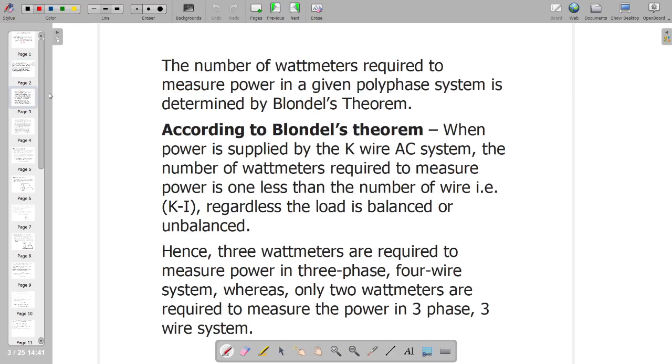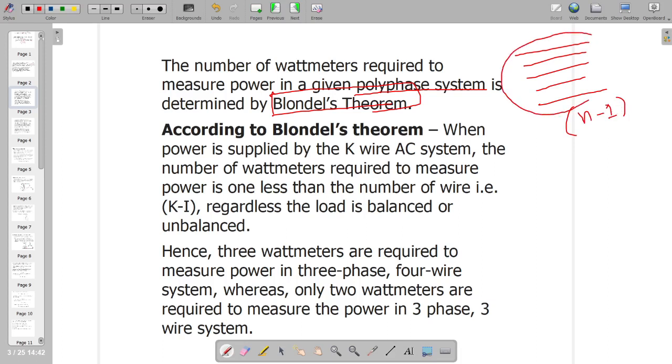So basically, the number of wattmeters required to measure the power in any polyphase system. A system having more than three phases is called polyphase. The polyphase system is governed by Blondel's theorem. According to his theorem, if there are n phases, we will use n minus 1 wattmeters to measure the power in this particular system.